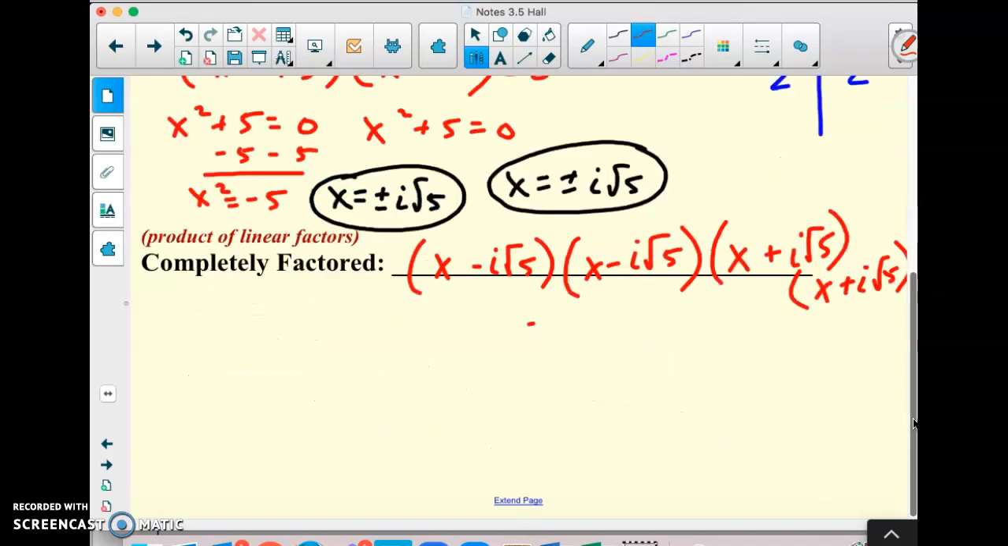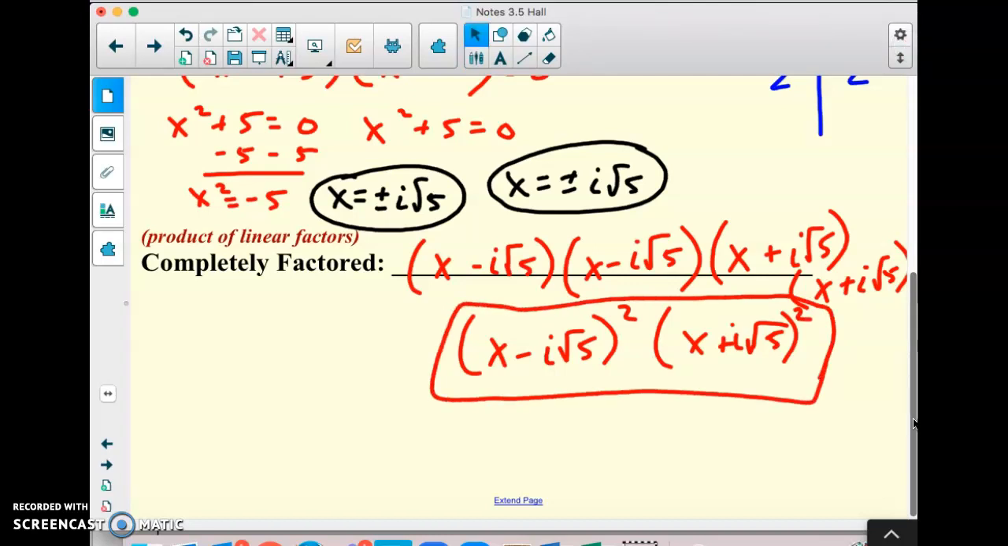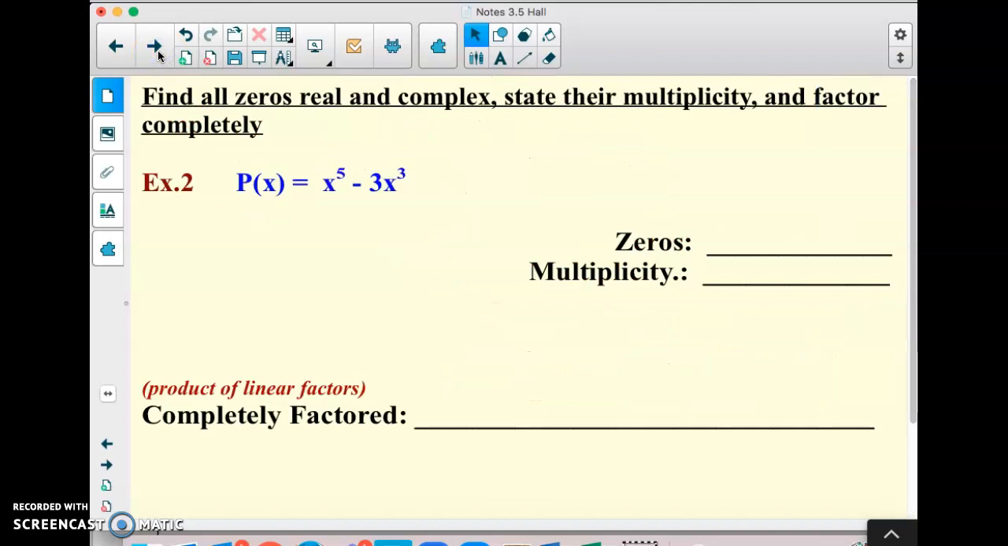You can also write this as x minus i root 5 squared, there's two of them, and x plus i root 5 squared. Either one of these answers is okay. Let's do one more that is factorable.